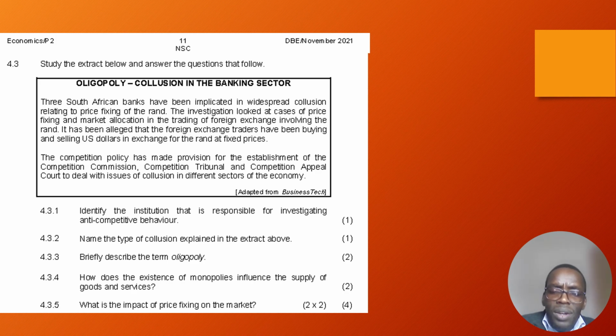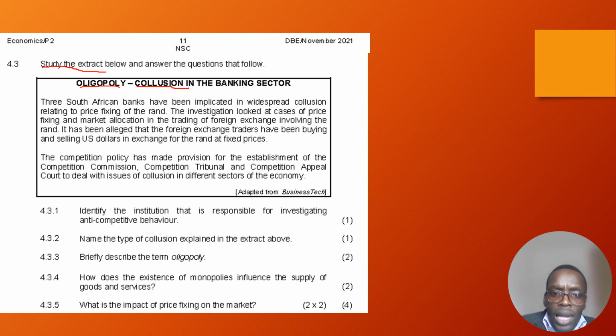Okay, right, welcome back. I want to believe that you managed to answer those questions. Now the question here says study the extract below and answer the questions that follow, and then we can see that it's oligopoly, and we see that there is something that is called collusion there in the banking sector. Okay, now if you read through this, you now understand that there was a collusion that was entered, there was an agreement that was entered into by some banks to try and manipulate the exchange rate, the foreign exchange rate.